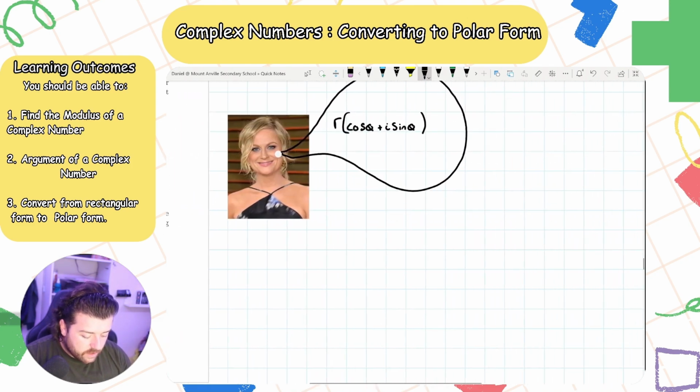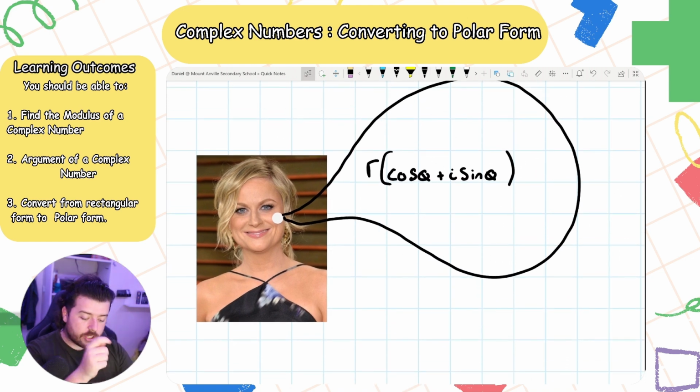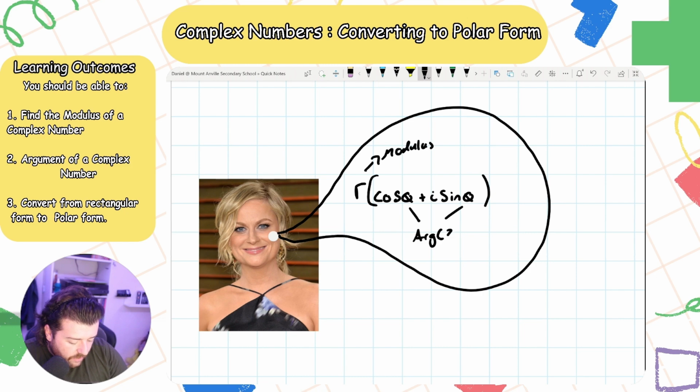So all you need to remember, polar form, do you get it because it's Amy Polar? All you need to remember, polar form is r times cosine theta plus i sine theta. r is the modulus, and theta is the argument.